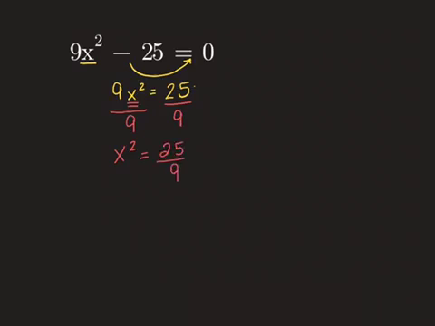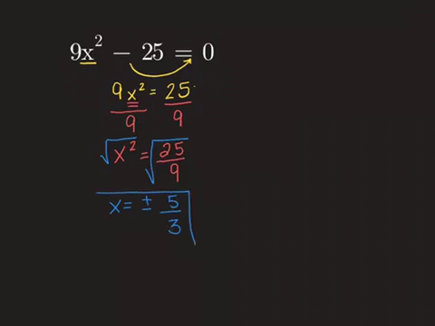25/9. Now that doesn't reduce, so I'm just going to leave it as a fraction, and I'm going to go ahead and take the square root of both sides. So I have x is equal to plus or minus, the square root of 25 is 5, and the square root of 9 is 3.